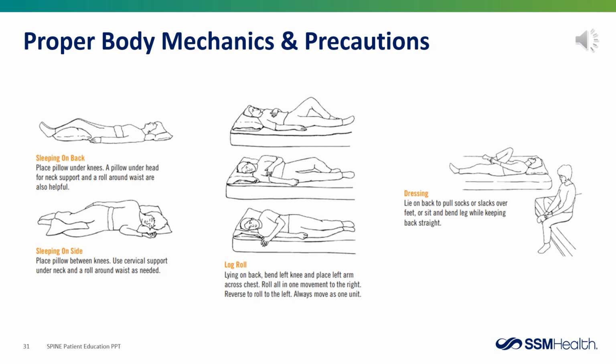Log rolling is indicated by the middle picture. It's just an example of how you can properly get out of bed by keeping that spine aligned. And then some tips with getting dressed are indicated on that right picture. You don't think about bending down to put your socks or shoes on. So these are some tips and tricks, again, for how you can lay in bed or sit at the edge of the bed to help you get dressed.